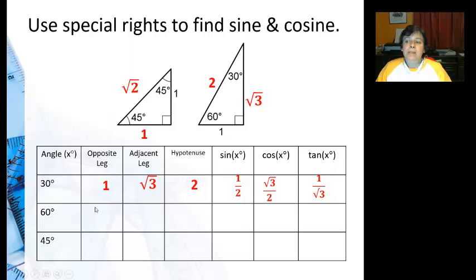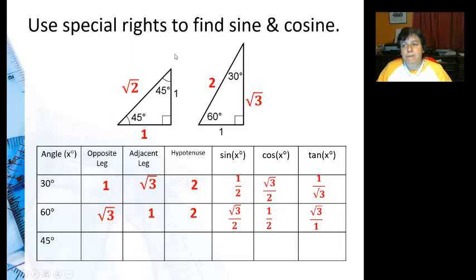Okay, now let's take a look at 60 degrees. Well, the opposite and the adjacent aren't the same for 60 degrees. The leg opposite the 60 is the square root of 3. So I'm going to write that down there. The one adjacent is the 1, and the 2 is the hypotenuse. It's never a leg. Okay, so if I do sine of 60, it would be opposite over hypotenuse, square root of 3 over 2. If I do cosine, it's adjacent over hypotenuse, or 1 over 2. And finally, if I do tangent, it's opposite over adjacent, or square root of 3 over 1.